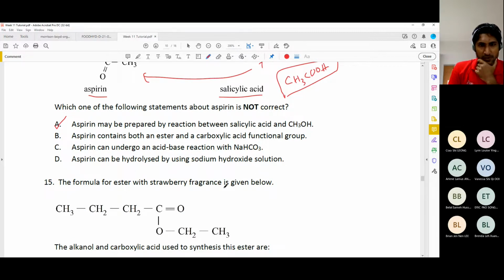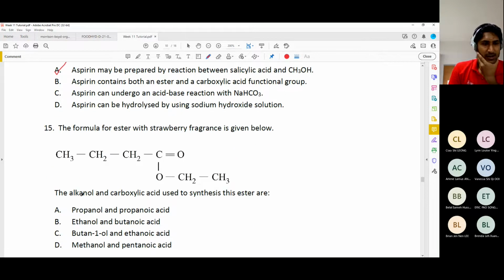The formula for an ester with strawberry fragrance is given below. This is a strawberry. The alkanol and carboxylic acid used to synthesize this ester are? Can you tell me which part is from alcohol? Which part is from alcohol? The bottom part. Yes, the bottom part. Thank you.